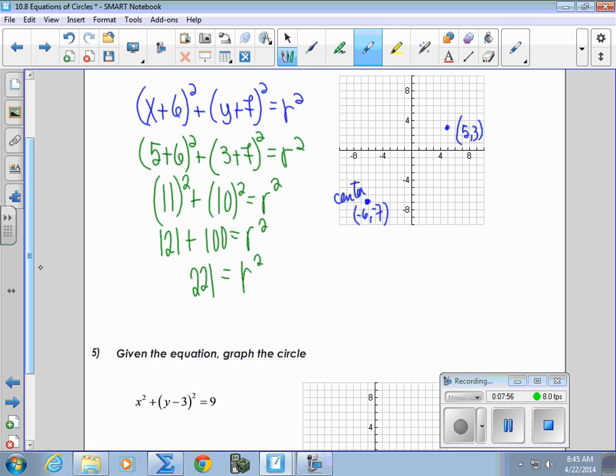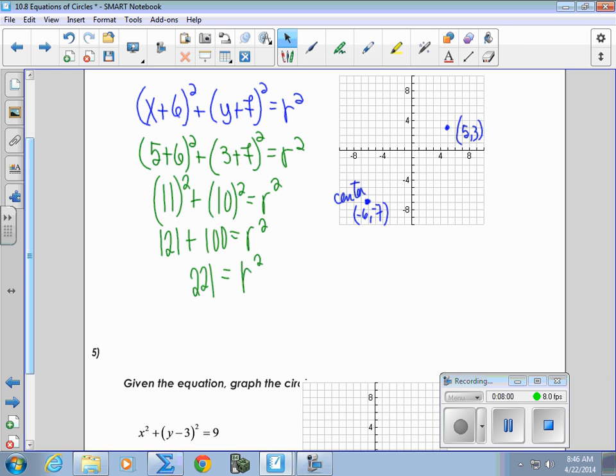So if we go back to our first equation, we have (x + 6) squared plus (y + 7) squared. And now we know that r squared is equal to 221. So now we have our equation for a circle that has a center at -6 and -7, and it has a point on the circle at 5 and 3.